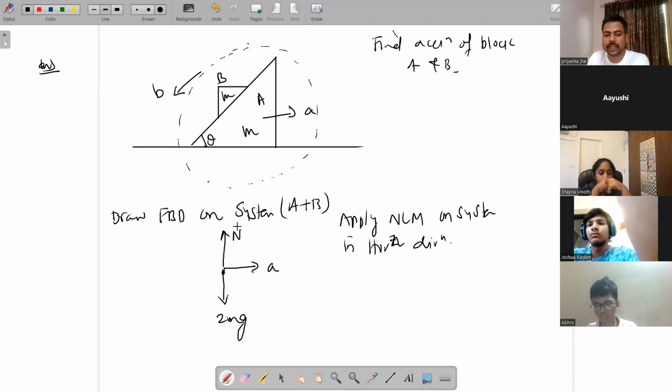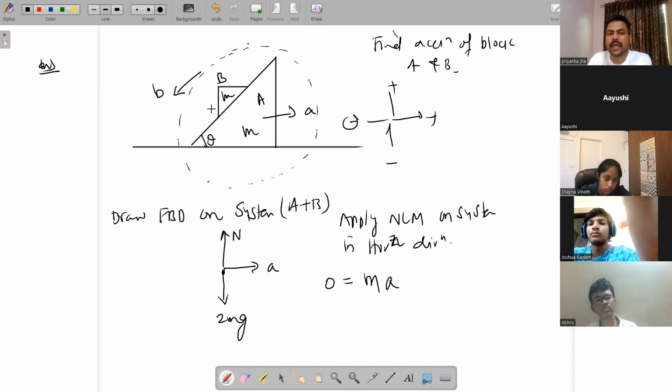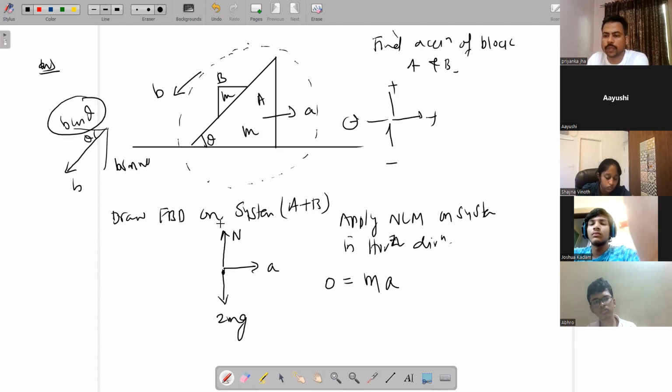Now we can see that there is one force N upward, other force 2mg downward. There is no force in horizontal direction. So this is 0, that is equal to mass of one object into acceleration A. I take this side positive and this side negative. And B has acceleration like this, so it will have two components, B cos theta and B sin theta. I am not applying this concept along vertical, so I am just concerned about the horizontal component only.